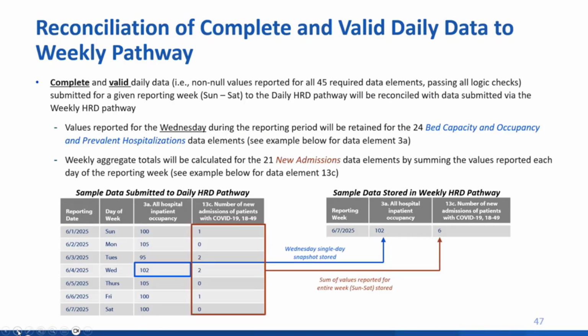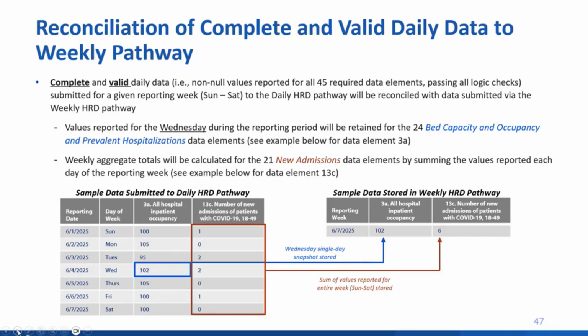Complete and valid daily data, meaning a record with non-null values reported for all 45 required data elements and passing all logic checks, submitted for a given reporting week to the daily HRD pathway, will be reconciled with data submitted via the weekly HRD pathway. The value reported for the Wednesday during the reporting week to the daily HRD pathway will be retained for the 24 bed capacity and occupancy and prevalent hospitalizations data elements, while weekly aggregate totals will be calculated for the 21 new admissions data elements by summing the values reported each day of the reporting week.